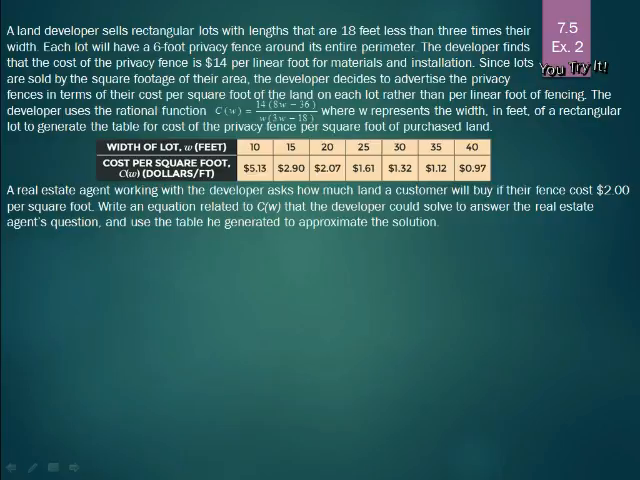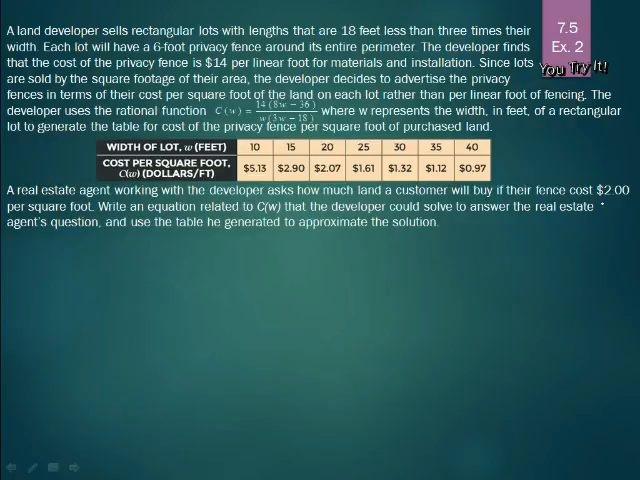The developer uses the rational function C of W equals 14 times (8W minus 36) divided by W times (3W minus 18), where W represents the width in feet of a rectangular lot, to generate the table for cost of the privacy fence per square foot of purchased land. A real estate agent working with the developer asks how much land a customer will buy if their fence costs $2 per square foot. Write an equation related to C of W that the developer could solve to answer the real estate agent's question, and use the table he generated to approximate the solution.